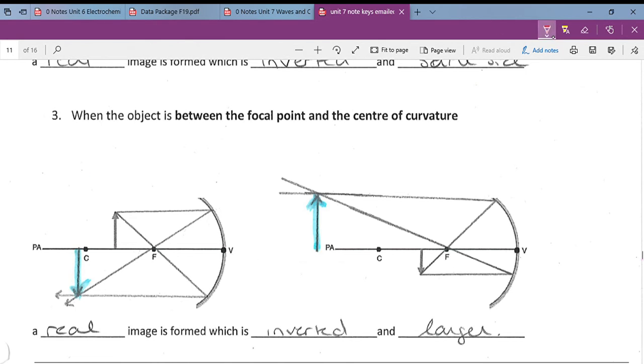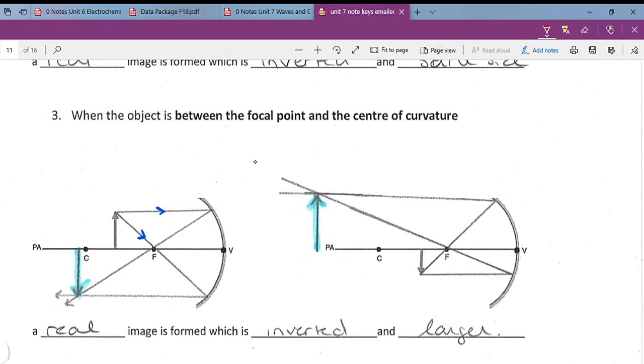Well, we're going to follow the exact same steps. So we're going to have our incident rays. We're going to have one coming in parallel to my principal axis. We're going to have one come in through my focal point. Then I'm going to draw the reflected rays.